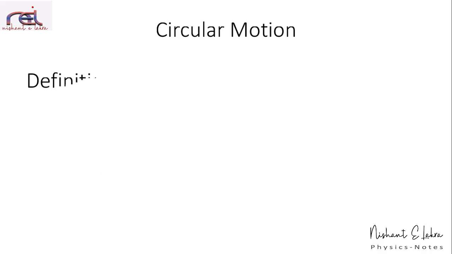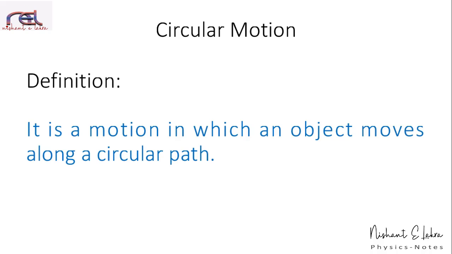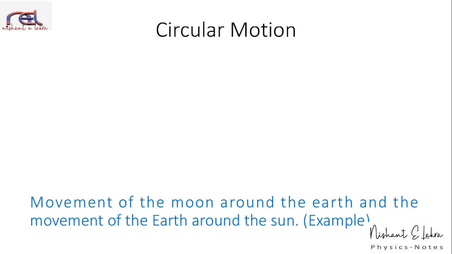Let's understand about circular motion. Let's see what's the definition of circular motion. It is a motion in which an object moves along a circular path. So the movement of the moon around the earth and the movement of the earth around the sun, these are some of the examples of circular motion.